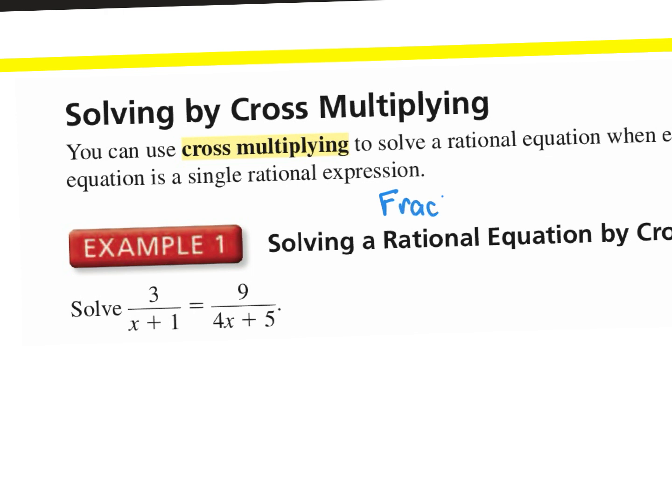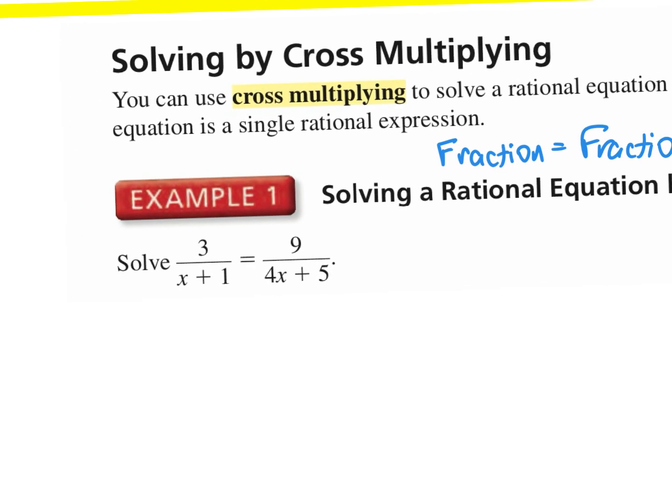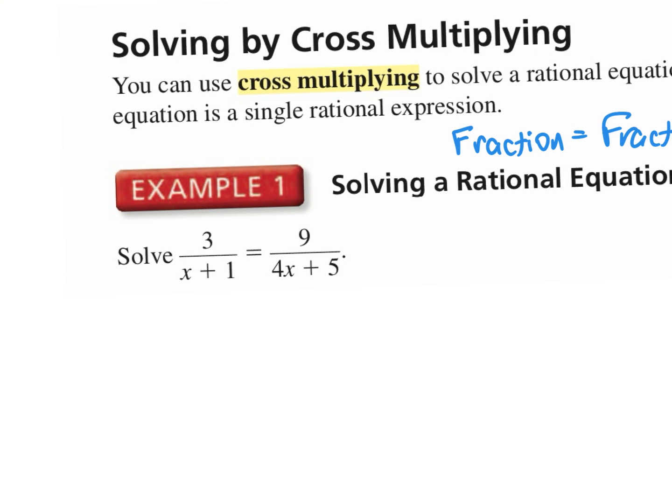When you have this situation where you have one fraction equal to a fraction, you can cross multiply. Do you understand what I mean by that? Do you see how there's one fraction on the left hand side and one fraction on the right hand side? Everybody see that? Yes? Does that make sense? Okay, so then you can use cross multiplication.